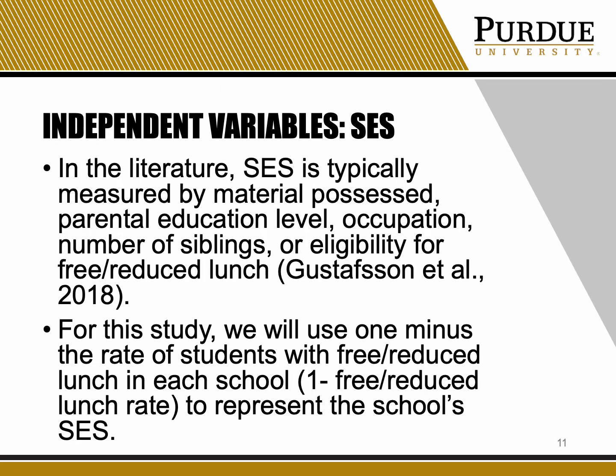For socioeconomic status, in the literature, it is typically measured by material possessions, parental education level, occupation, number of siblings, or eligibility for free or reduced lunch, according to Gustafsson and his colleagues. For this study, we use 1 minus the rate of students with free or reduced lunch in each school to represent the school's socioeconomic status. The higher number shows fewer students in a school get free or reduced lunch. In other words, a higher number shows more affluence.